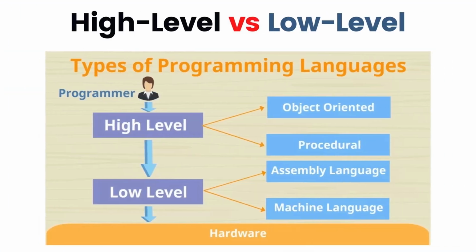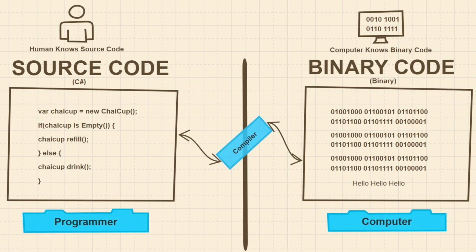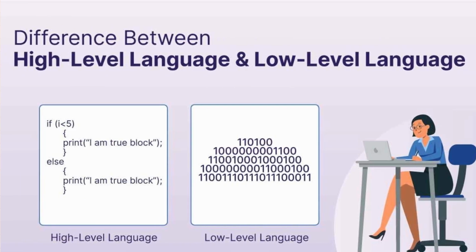Now here's something important. Computers understand only binary language, which is made of zeros and ones. Programming languages help us write instructions in a human-readable way, which are then converted into machine language.